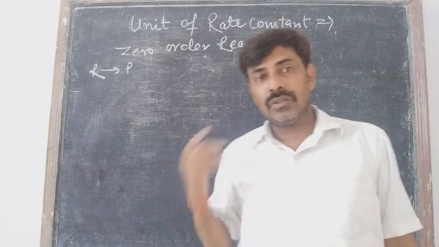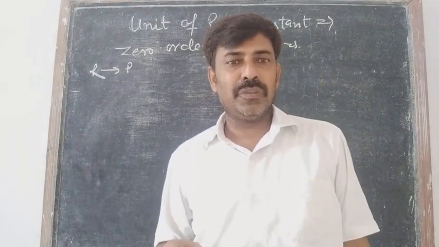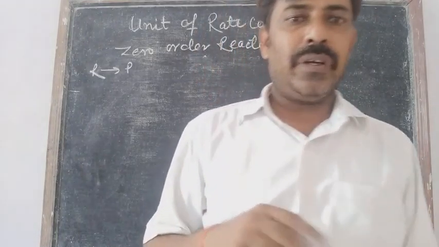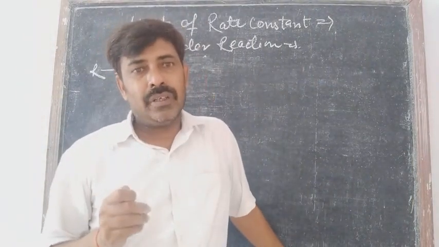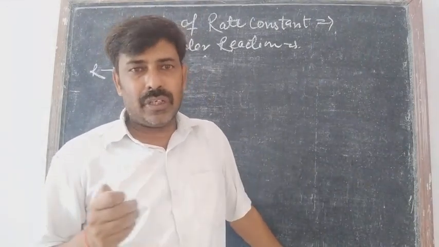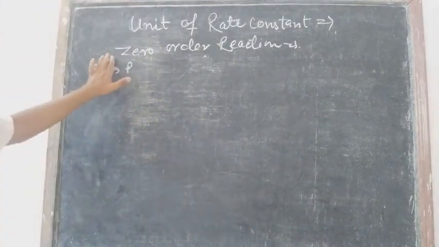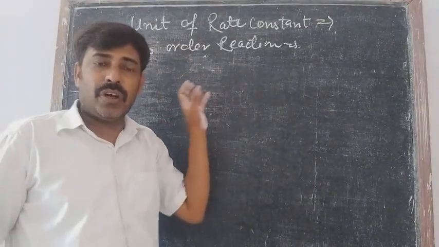If reactions have different orders, then in that specific condition the system must have a different unit of rate constant. So in this way, we have to find the unit of rate constant for each order of reaction. We are starting with the zero order reaction.